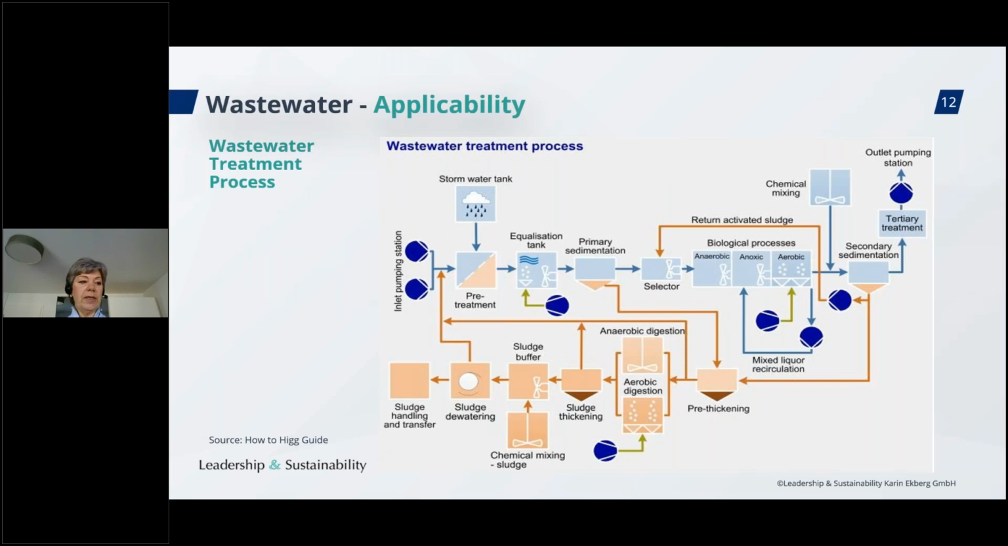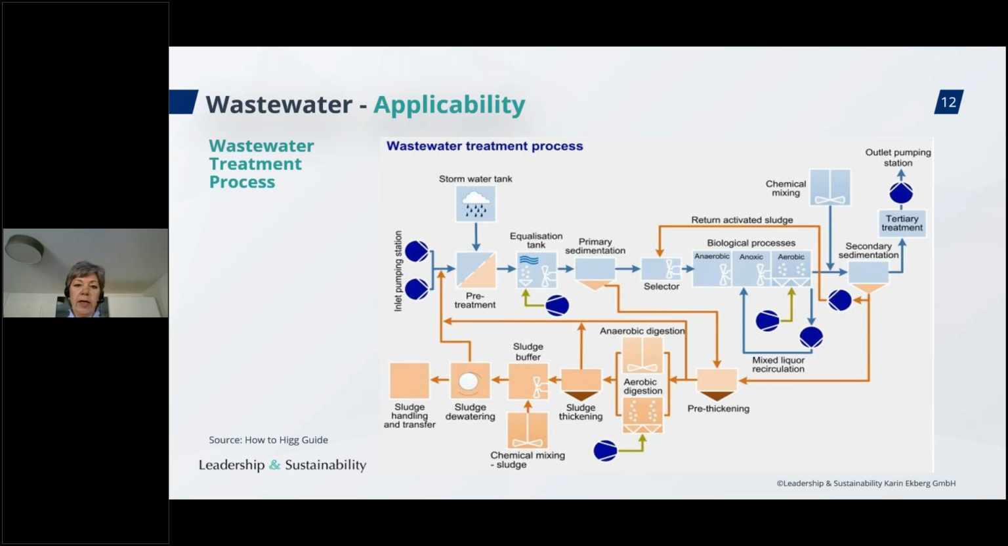And here you can see an overview of a wastewater treatment process. You can see the wastewater entering the plant here, and it can be entering either as wastewater. It can also enter as stormwater if you have a permit where you need to treat your stormwater. In some cases, stormwater can be discharged directly, but that depends on your specific permit, so on the local regulation.